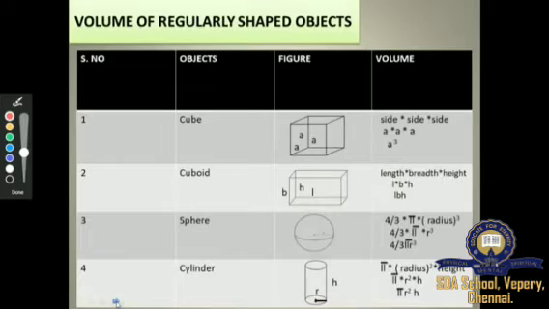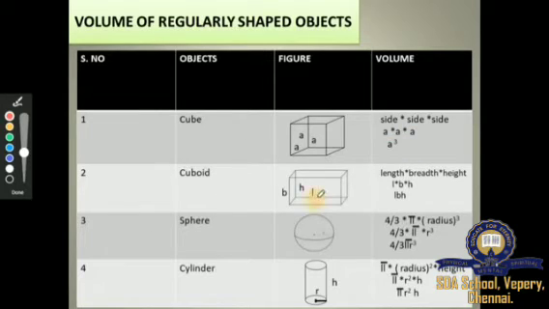Volume of regularly shaped objects. The first object here is a cube with side A. The volume of the cube is side into side into side, so it is A into A into A, which is equal to A cube. So the volume of a cube is A cube.